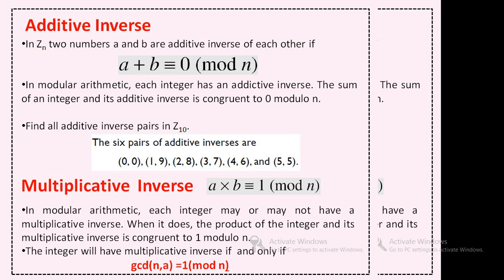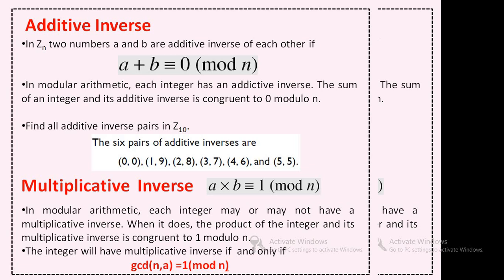Multiplicative inverse we have already used in certain algorithms. Additive inverse we have not used that much, but maybe sometime later we might use it. By additive inverse, we mean that if two elements A and B are added, and we divide that by the modulo n, the remainder will be 0. If the remainder is 0, we call it the additive inverse.